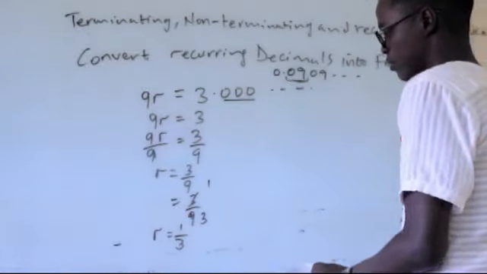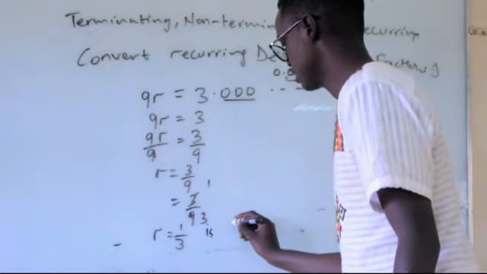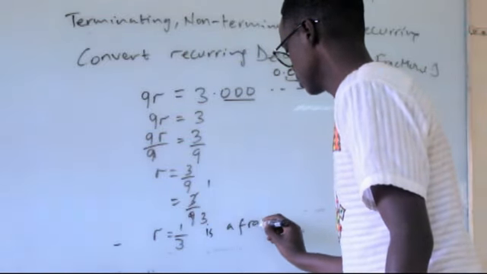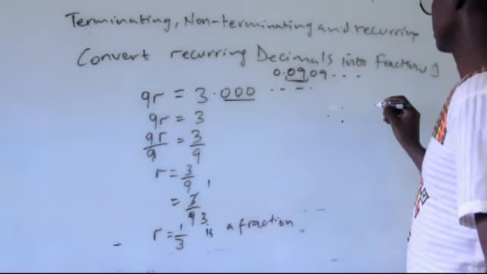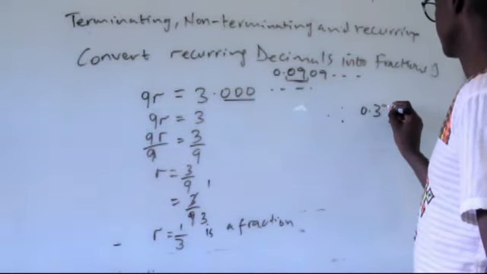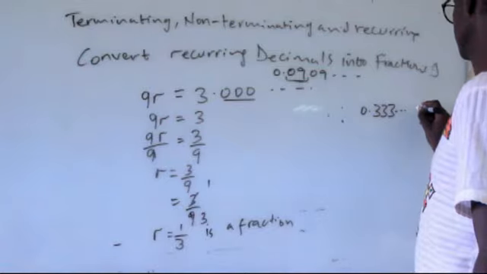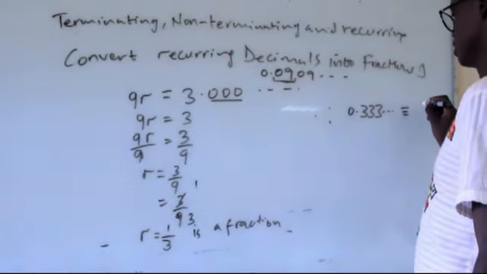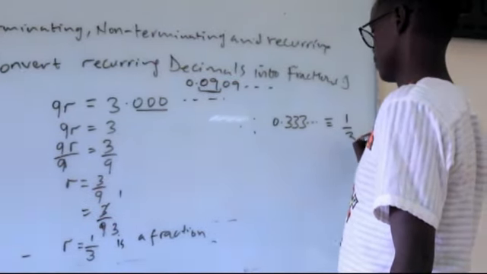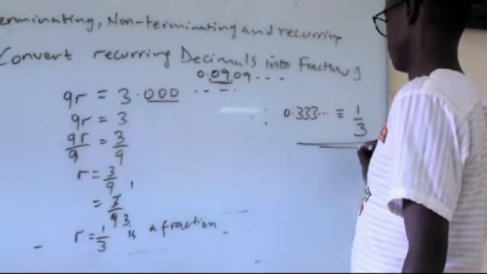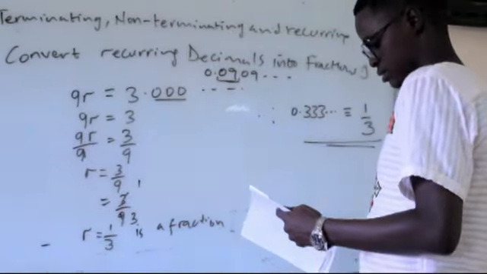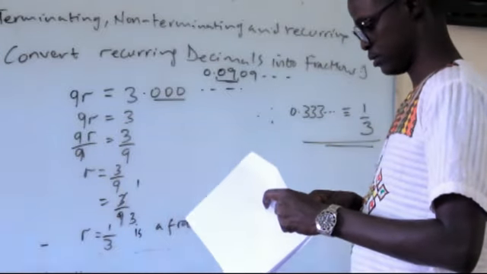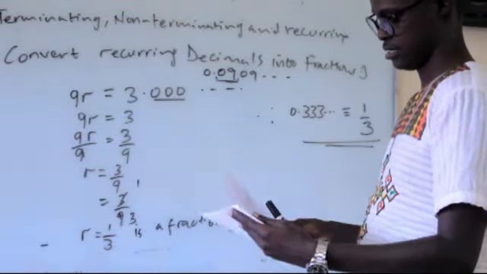Now, 1 over 3 is a fraction. Therefore, 0.333 recurring is equivalent to 1 over 3 in fraction form. Okay. So you are going to be able to do the exercises.